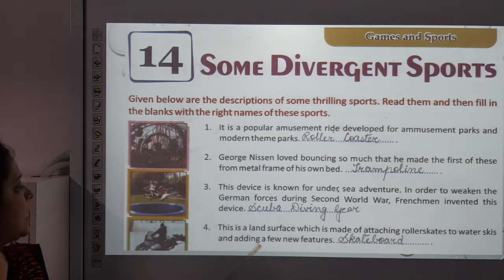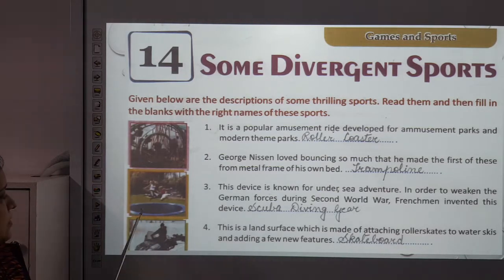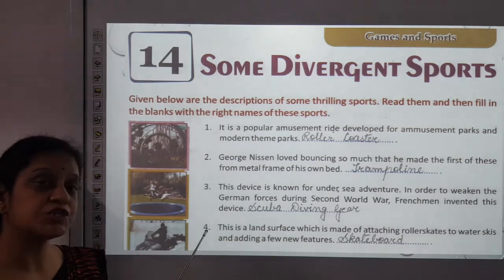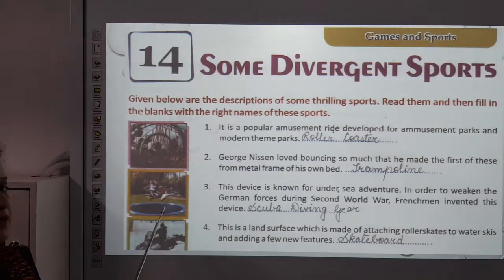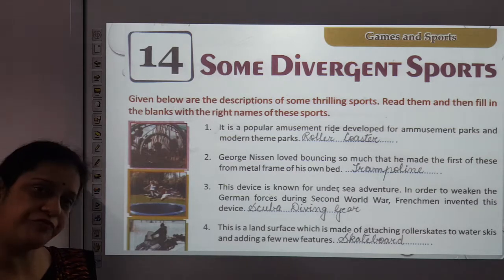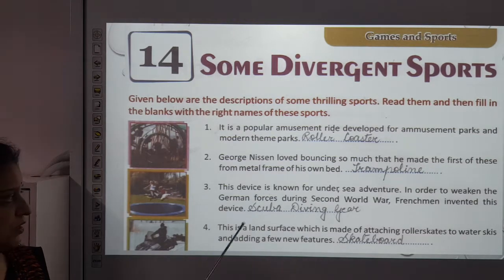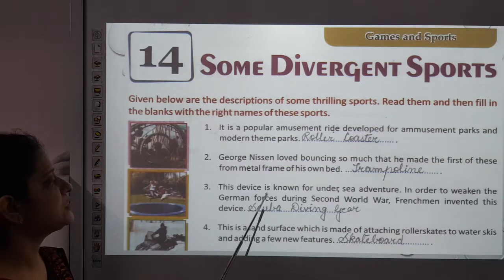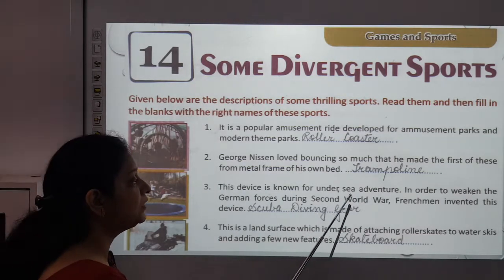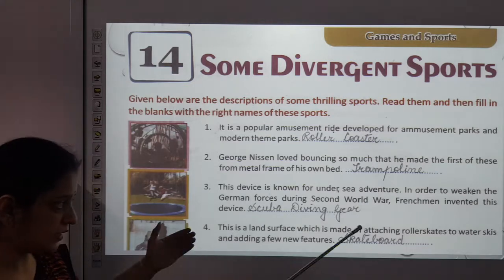Trampoline. Students, as you can see in the picture, this is made up of a strong fabric sheet connected by springs to a frame. So the answer is trampoline. Number 3. This device is known for undersea adventure, पानी के अंदर.